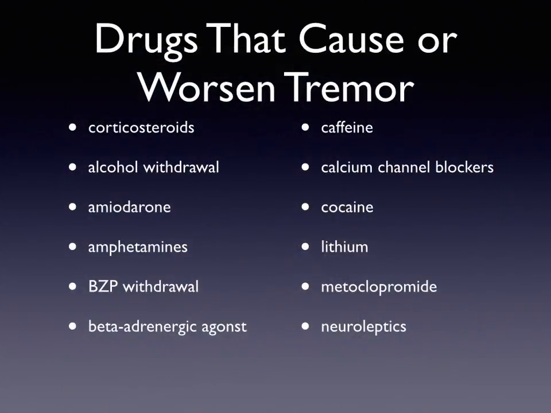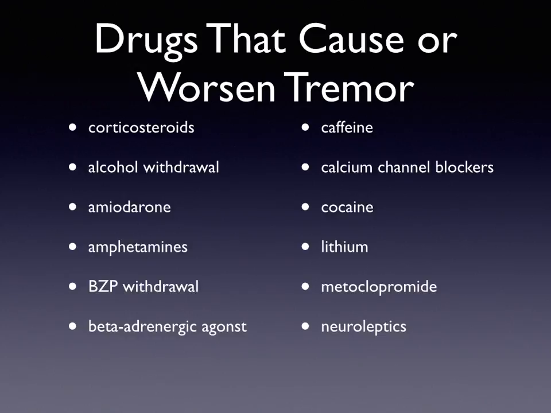Very important to recognize that a lot of medications can cause or worsen tremor, so you want to always look at medications when talking about tremor. Some of the ones I'll point out here, corticosteroids, caffeine, of course. Beta adrenergic agonists, such as, let's say, albuterol inhalers, can precipitate tremor. So you want to look at all the medications.